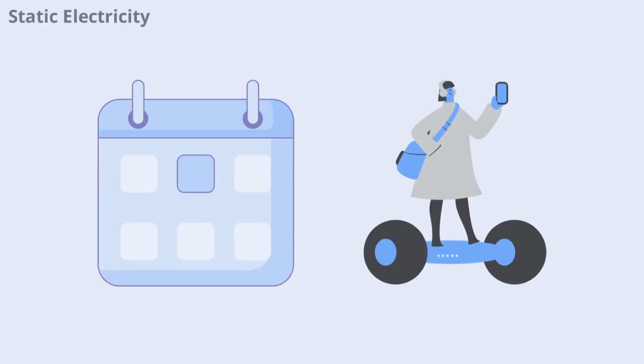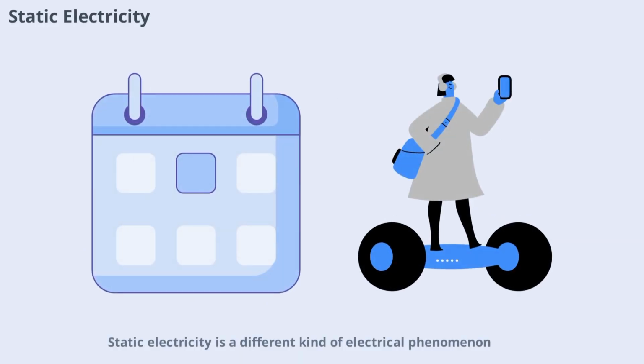Static electricity is a different kind of electrical phenomenon. It happens when electrons build up on the surface of an object and then suddenly jump to another object, creating a spark. You've probably felt static electricity when touching a doorknob after walking on carpet. While it's not the same as the electricity that powers your home, it's a fascinating example of how electrons behave.